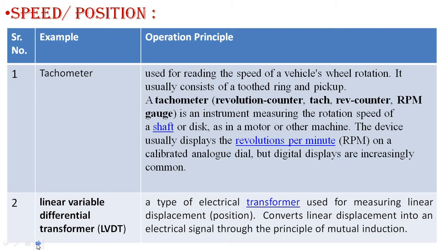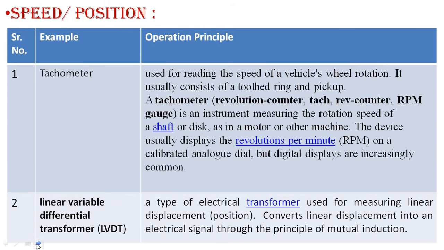The second example of speed and position is the linear variable differential transformer. It is a common example, and everyone knows what the LVDT is. It is a type of transformer used to measure linear displacement or position. It converts a linear displacement into an electrical signal through the principle of mutual induction. Everyone knows the principle of mutual induction: the transfer of energy from one coil to another coil is known as mutual induction.